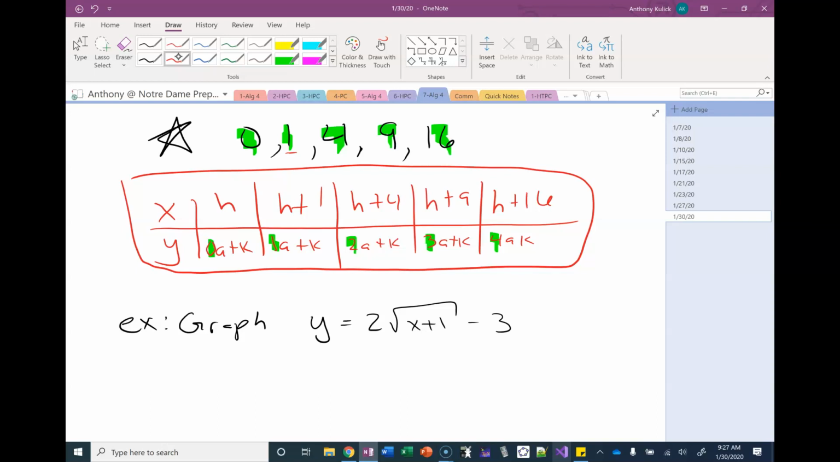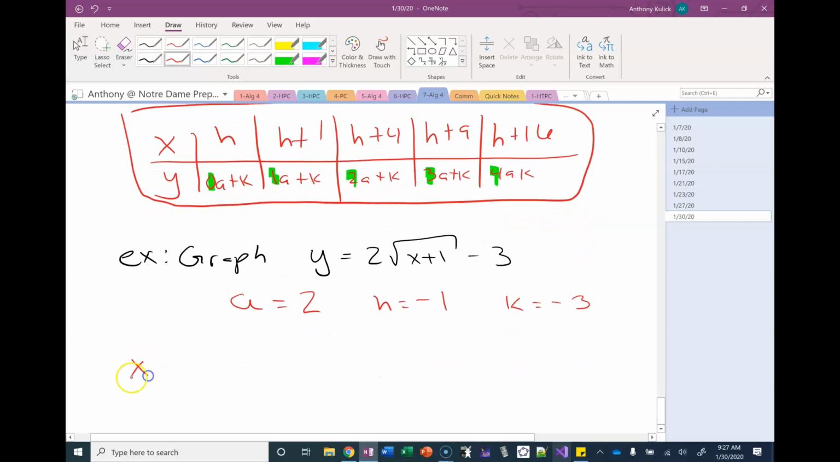Let's say we want to graph y equals 2 times the square root of x plus 1, minus 3. First thing I'd want to do is write down my values for a, h, and k. What's my value for a? 2. What's my value for h? -1. And what's my value for k? -3.